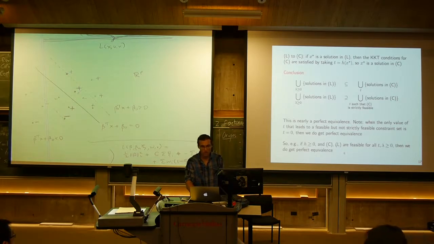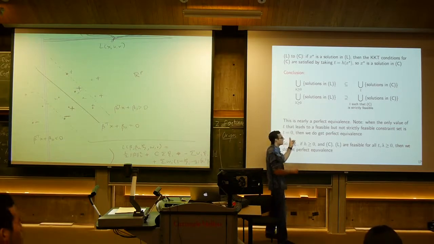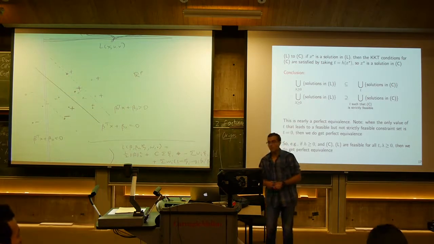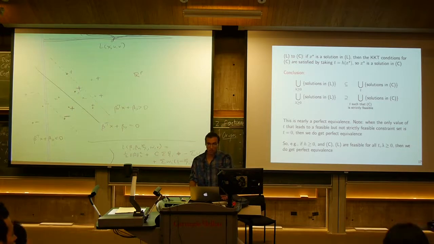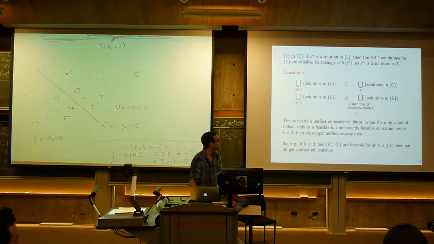So, for example, if the only value of t that leads to a constraint set that's feasible but not strictly feasible is t equals 0, then we do get a perfect equivalence. You just take lambda to be infinity there. Okay, let's suppose that this was a norm, for example. When I set t to be equal to 0, I don't have, let's say, a strictly feasible constraint set. Well, in that case, I can just set lambda to infinity, and I get a perfect equivalence between these two. Okay, so even somehow this, I think, usually doesn't really matter. Another example is if h is a non-negative function, then you pretty much have a perfect equivalence between the two.